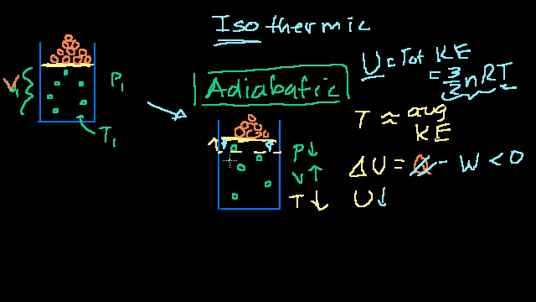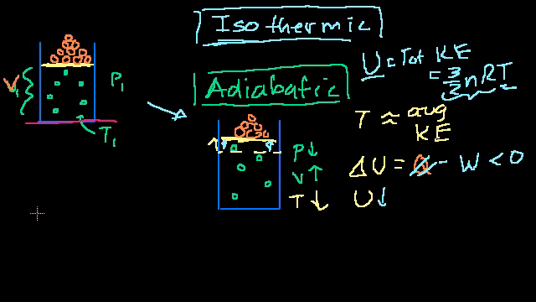Now, I told you already that I want to do an isothermic process. So I want to do this process while keeping the temperature the same. So how can I do that? Well, what I'm going to do is place my system on top of what we'll call a reservoir. A reservoir you can kind of view as an infinitely large amount of something that is the temperature that we started off with. So this reservoir is T1.